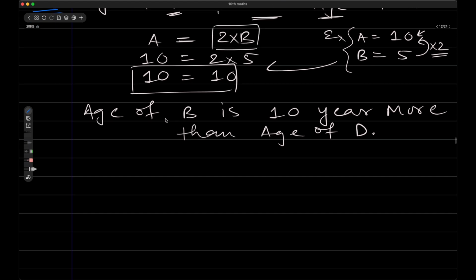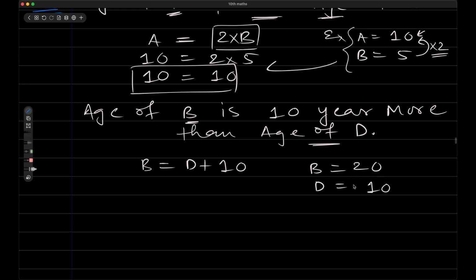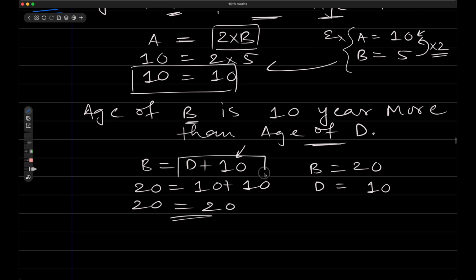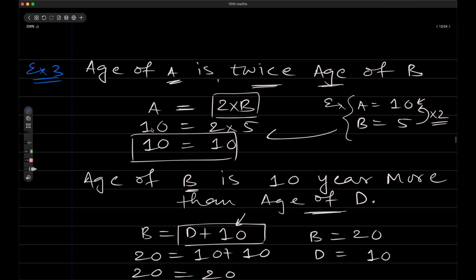In the second example, age of B is 10 years more than age of D. Age of B is more, so we have to add to the age of D to make the equality sign. If we take one example, age of B equals 20 years, then age of D will be 10 years. And if we put in the equation, 20 equals 10 plus 10, the equation will satisfy, that is 20 equals 20. In this case, age of D is less, so we have to add on the side of D. Now let us solve the example.